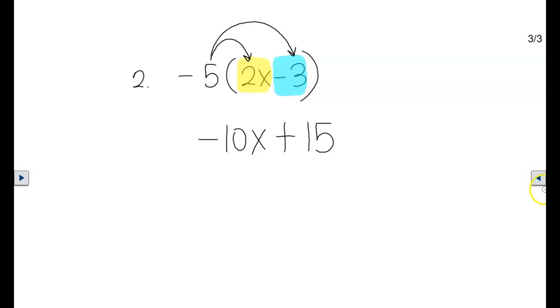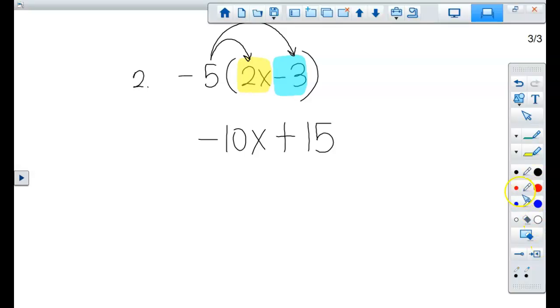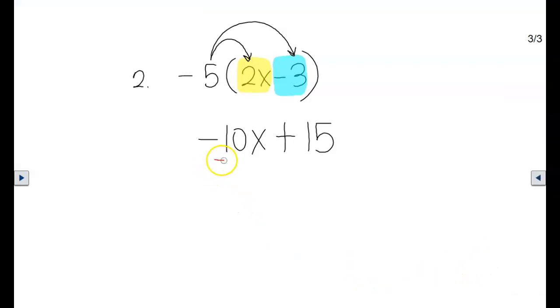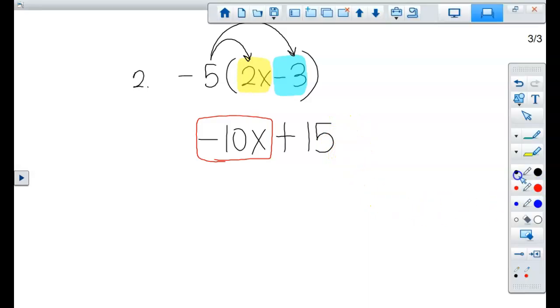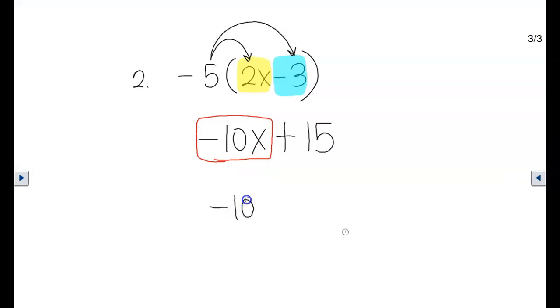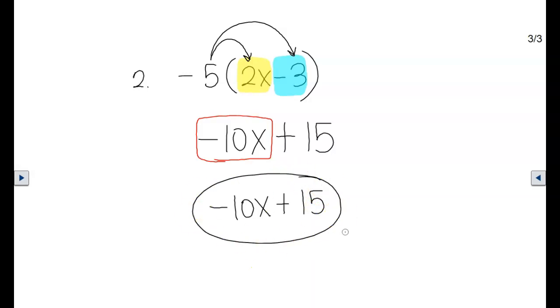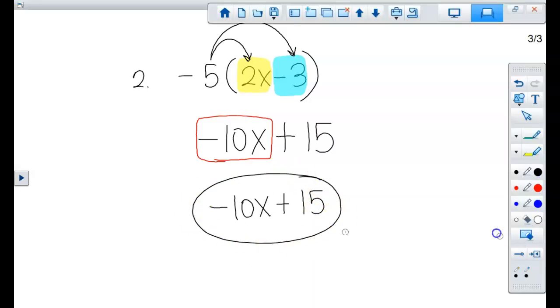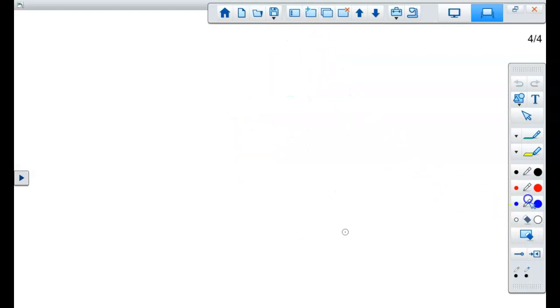Now, we finished distributing. Next, we check for the like terms. My first term is -10x. The variable part, which is what I need to be looking at, is an x. This term does not have that same variable part. It doesn't have an x at all. So these two are not like terms, which means that negative 10x plus 15 is my final answer. I could distribute on this problem, but not combine like terms.